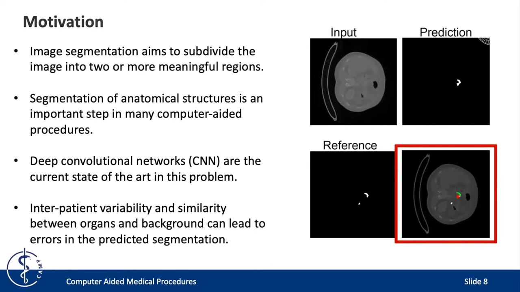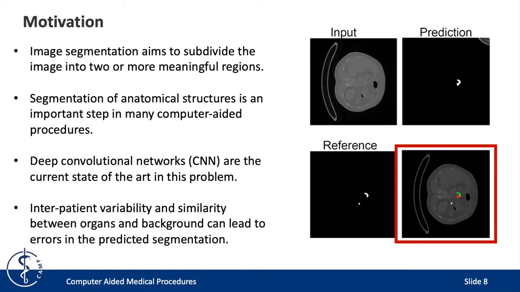However, even with the nice performance of these networks, we can say that there is still work to do. For example, for the organ segmentation problem, let's talk specifically about the pancreas. We can have interpatient variability. Different patients might have slight variations in the shape of the pancreas, even though the global shape could be similar. There is a slight difference in the shape between different patients.